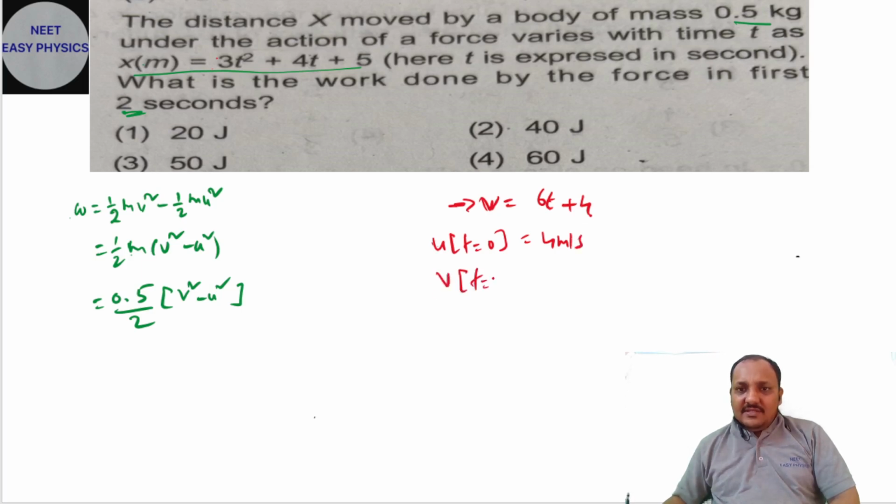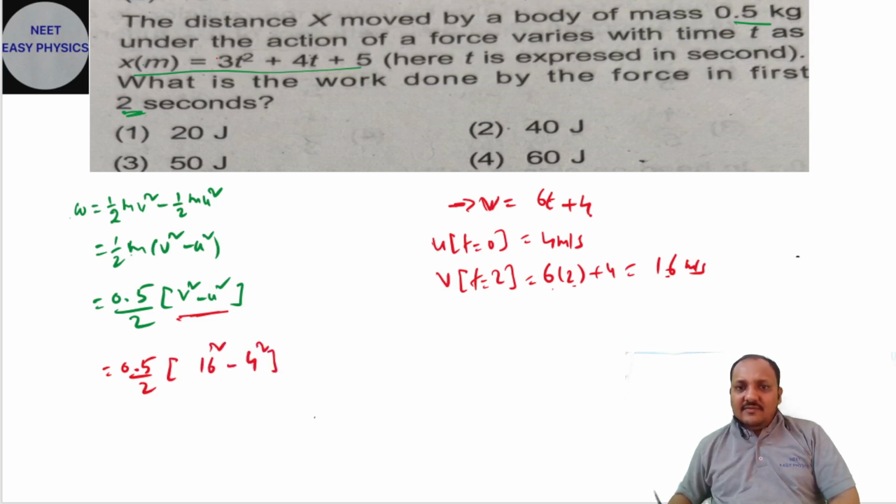Final velocity at t equal to 2 seconds: 6 into 2 plus 4. So that is going to be 16. Correct? 16 meter per second. Again coming here, if we substitute here, 0.5 by 2, 16 square minus 4 square. Correct? 0.5 by 2, 256 minus 16. 256 minus 16 means 240.